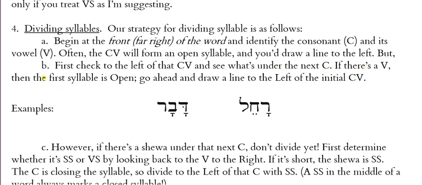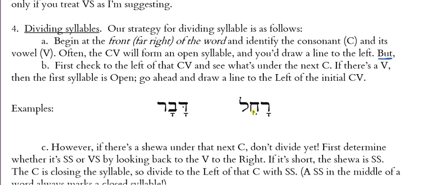Now, let's just take a quick look here at this one. I have a resh, which is a consonant, and a vowel under it. Okay, so I'm starting at the far right, reading toward the left. So this is ra. And like I said, a consonant-vowel is usually going to form an open syllable. And so I would normally divide here. But, this is an important but, okay? First check to the left of that consonant-vowel and see what's under the next consonant. So here I'm going to look at the next consonant.